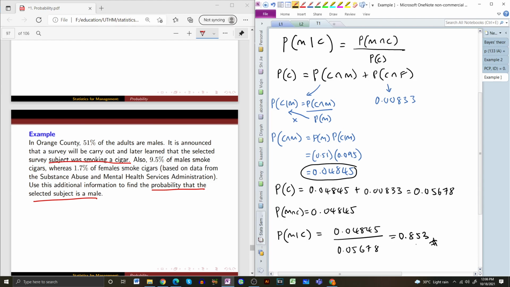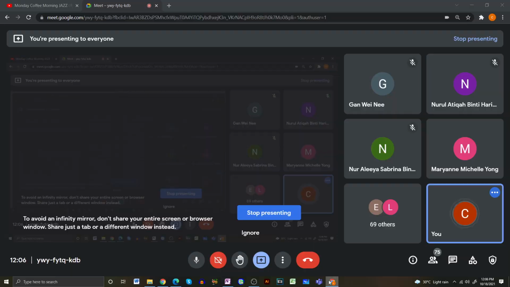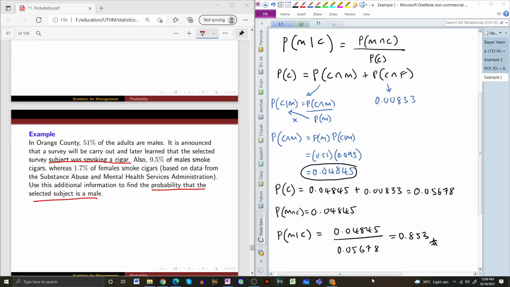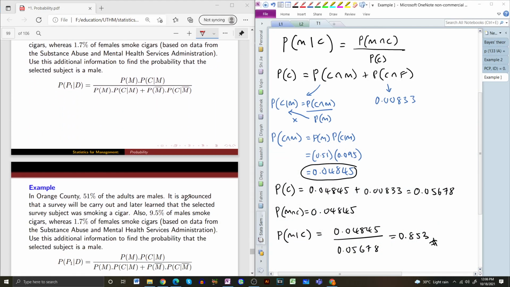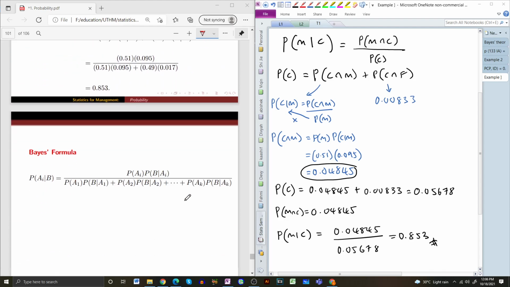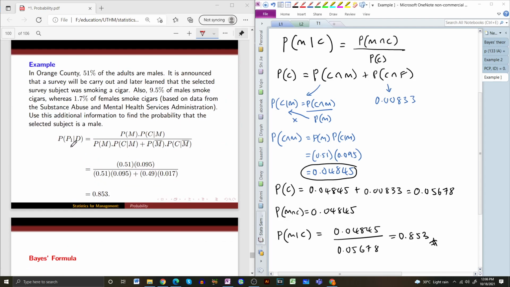Actually I give you here 3 decimal places, isn't it? Doesn't matter. You can give 2 decimal places, at least 2 decimal places. I hope all of you get this answer. If you get this answer, that is good. You can see here I also give the full answer. There's a typo here. This is not P of D given 1, I forgot to change. This one is M given C. You want to copy this also?